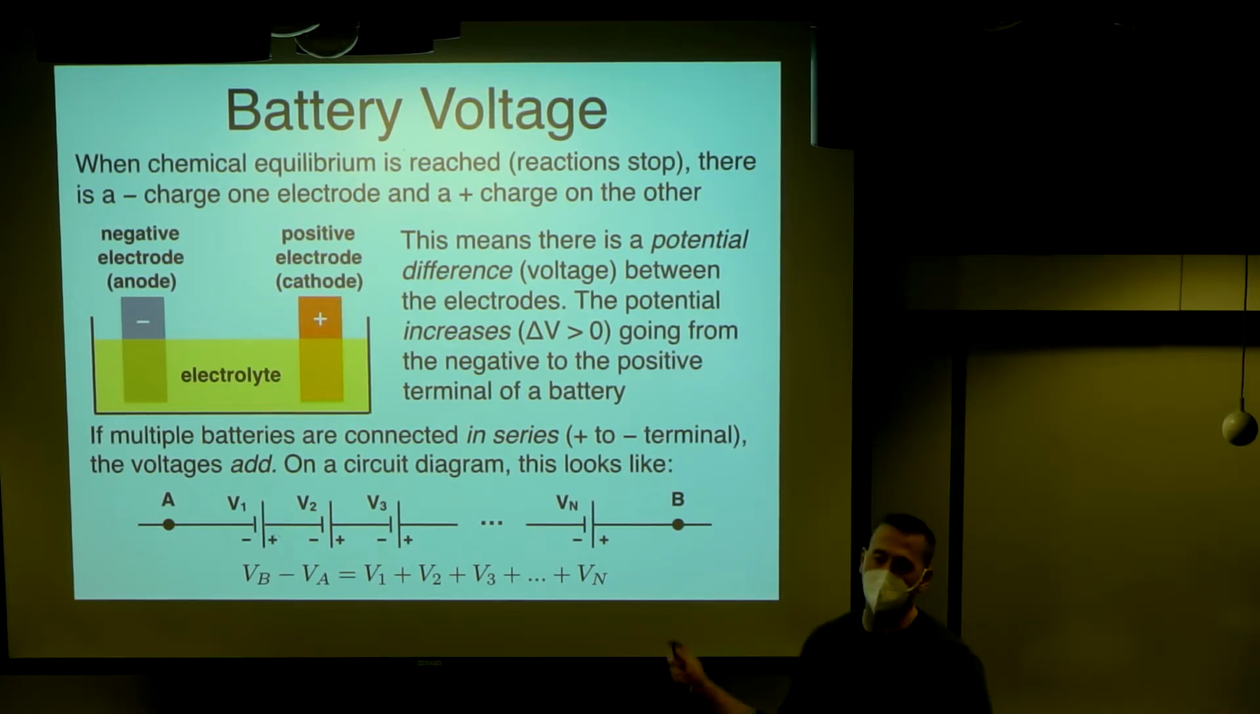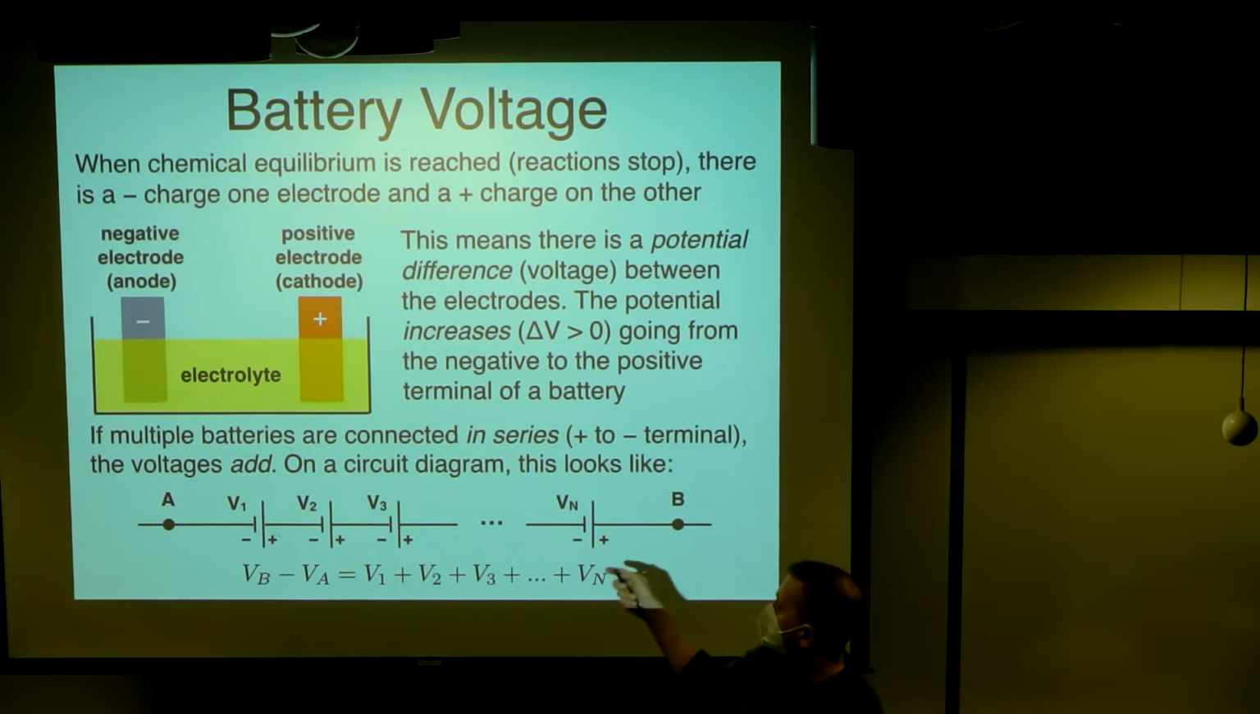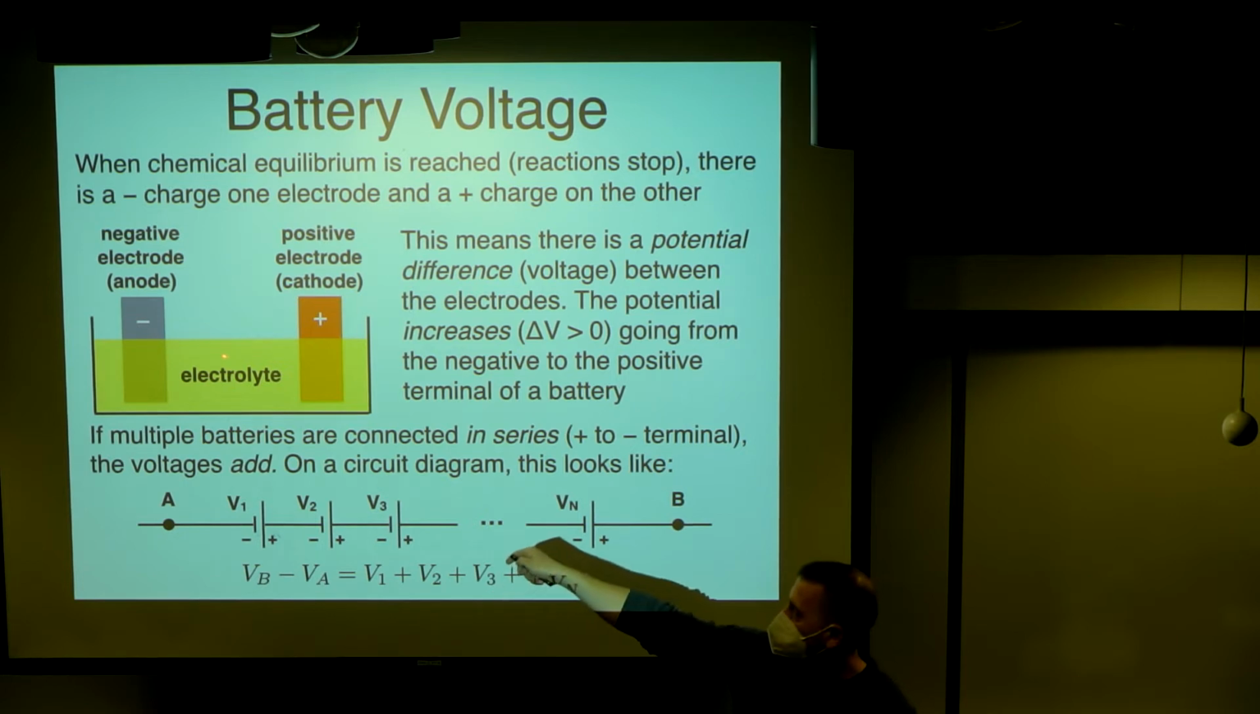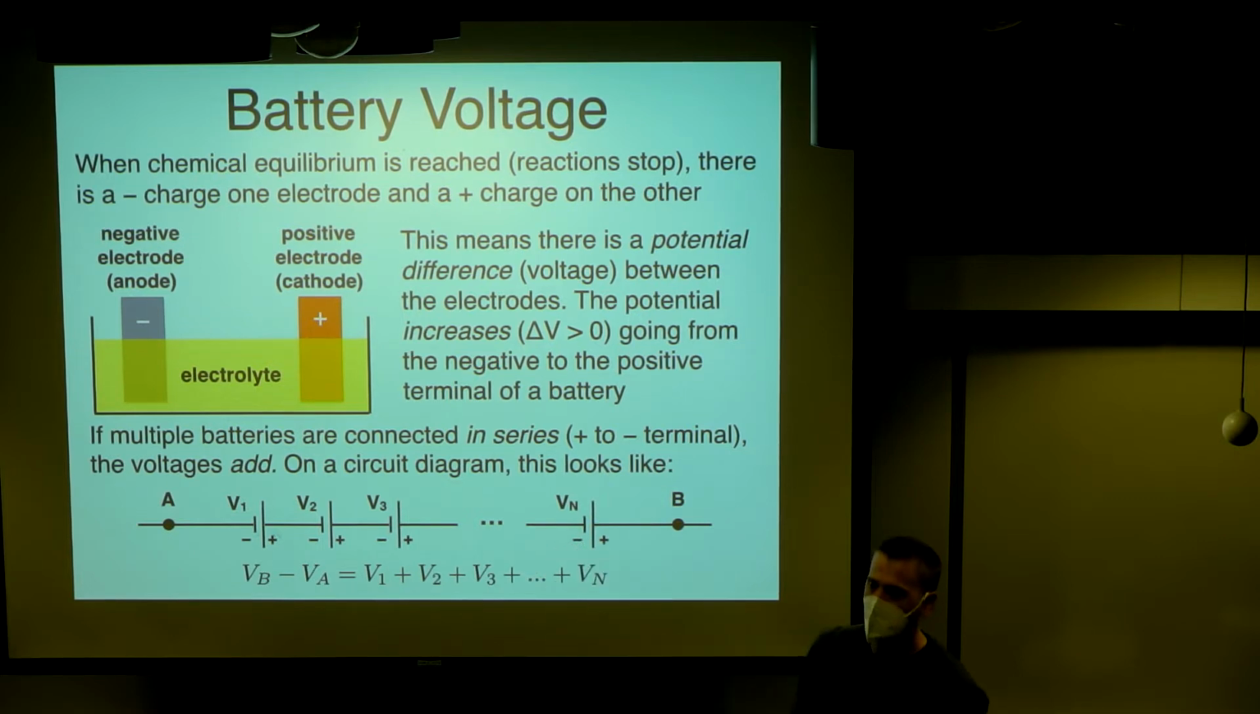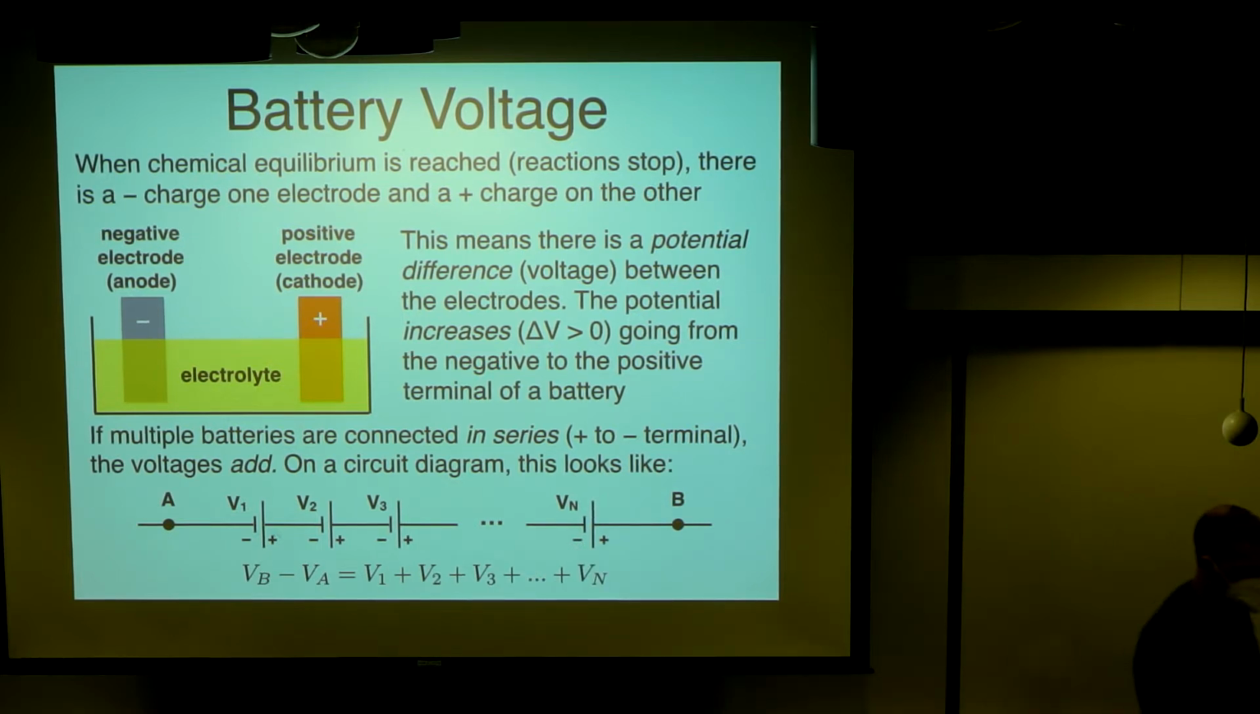And if you're going in the opposite direction, the potential difference will be negative. Okay, so it's a positive potential difference, positive delta V, if we're going from the negative to the positive terminal of the battery. And it's a negative delta V if we're going from here to here. Does that make sense? So that's just how the sign works.